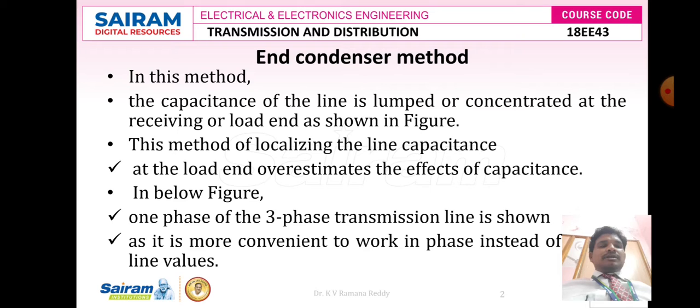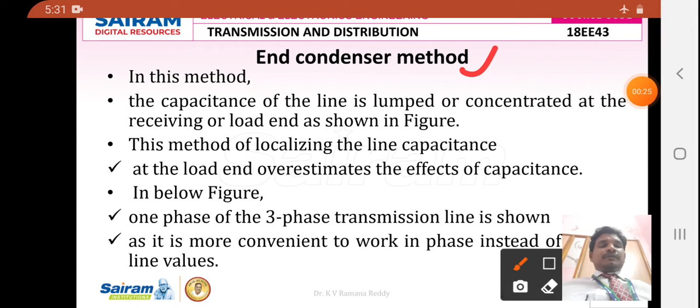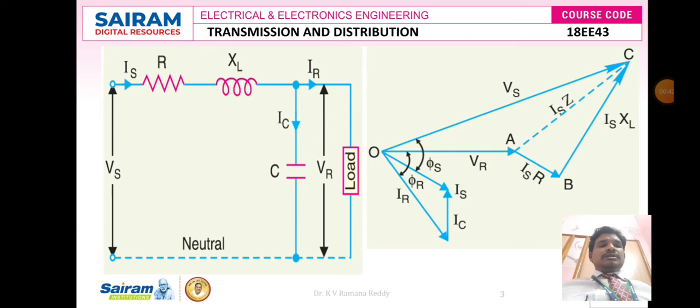End condenser method is nothing but one of the methods of medium transmission lines. In this method, the capacitance of the line is lumped, or concentrated, at the receiving end or load end as shown in this figure. So if you see this figure, I am going to show that very clearly. That is the capacitance of the transmission line which is offered per unit length of the conductor, which is taken as reference at the receiving end side.